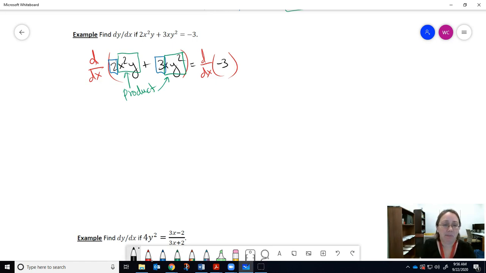You can do it. Keep the 2, multiply by the product rule, plus keep the 3, multiply by the product rule, equals. You know what? The right-hand side is a relief. Let's go ahead and do the right hand. We have the derivative of a constant. Doesn't matter what you're with respect to. Derivative of a constant is always 0. Beautiful.